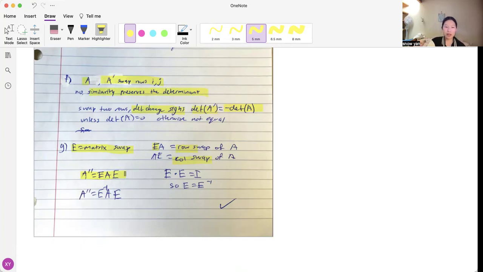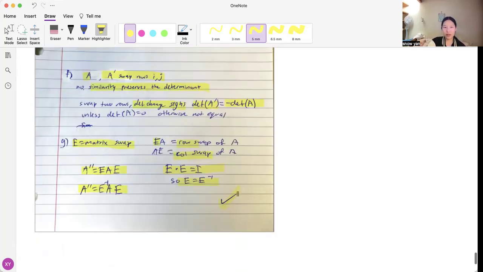What that means is, if we do a row swap and then do another row swap, it should be back. It's definitely reversible, right? So E times E is I, so E is just its own inverse. Then A prime prime is just equal to E inverse A E. So E is just our P, we get it to our desired form, and it works out.